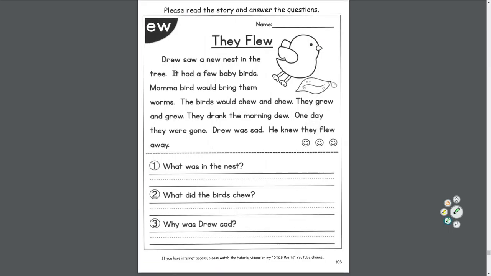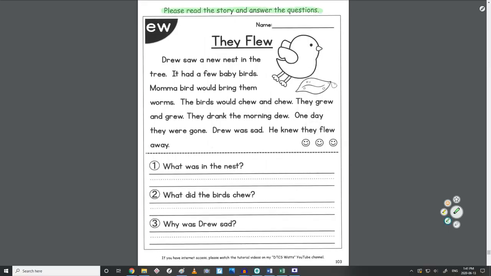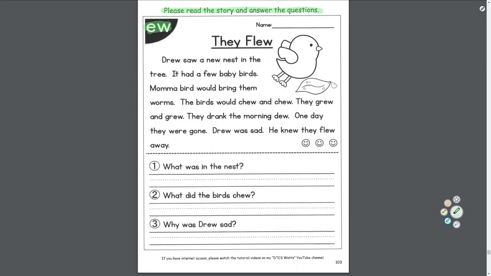They flew. Please read the story and answer the questions. We'll see the letters EW come together. Sounds like ew, ew. Like new, that's ooh. New, few, and chew. Grew, do, new, flew. Okay.